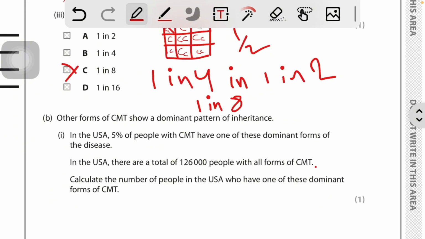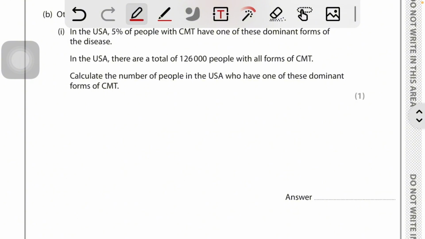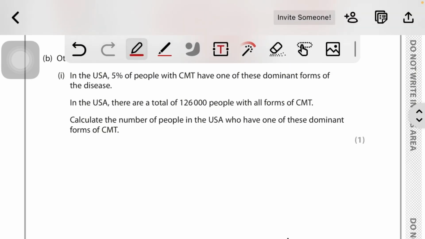Other forms of CMT show the dominant pattern of inheritance. In the USA, 5% of people with CMT have one of these dominant forms of the disease. In the USA, there are a total of 126,000 people with all forms of CMT. Calculate the number of people in the USA who have one of these dominant forms of CMT. So what we're given is that 5% of people with CMT have dominant forms, right? So total number of people with CMT in the USA is 126,000.